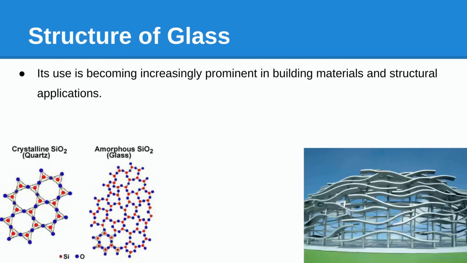Structure of glass. Its use is becoming increasingly prominent in building materials and structural applications. Back in the day, it was not used as a load-bearing material. Now we can start to see structures like the Louvre, which has a ton of glass on it, and it can bear some of the load.